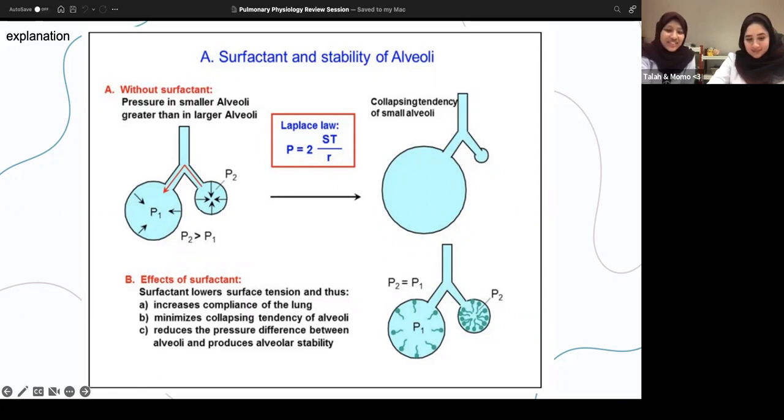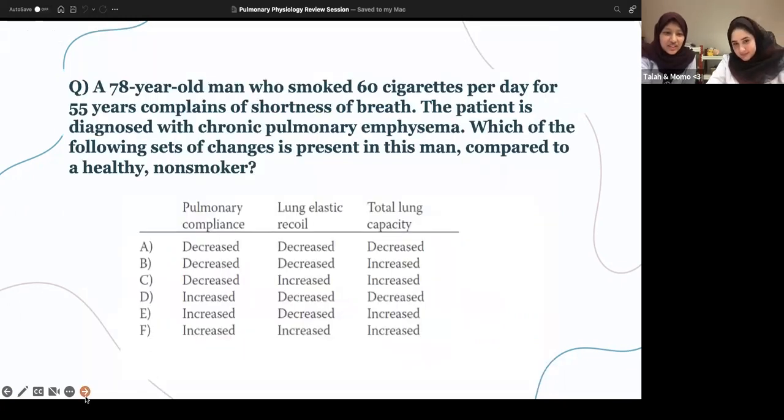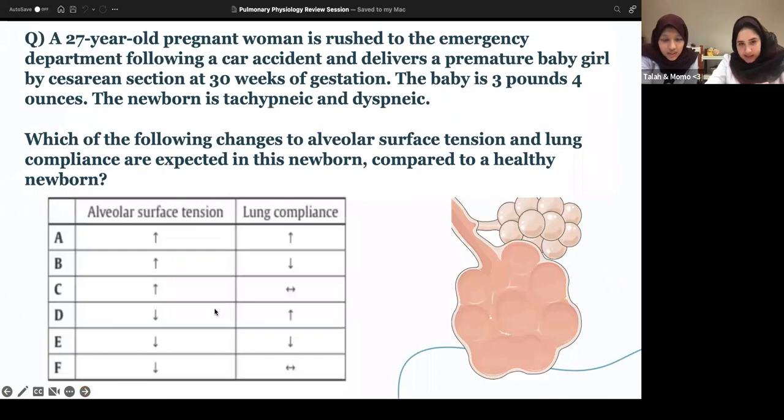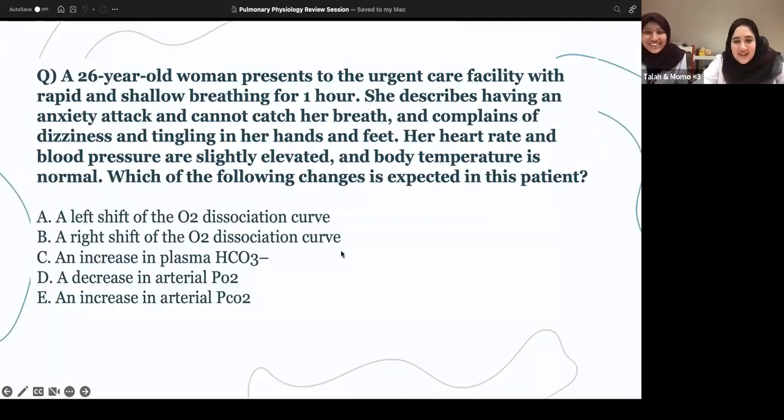Okay, so wait, I just want to see what D was. D was increased alveolar surface tension, compliance. Yeah, sorry, I just didn't read it properly. It's fine.